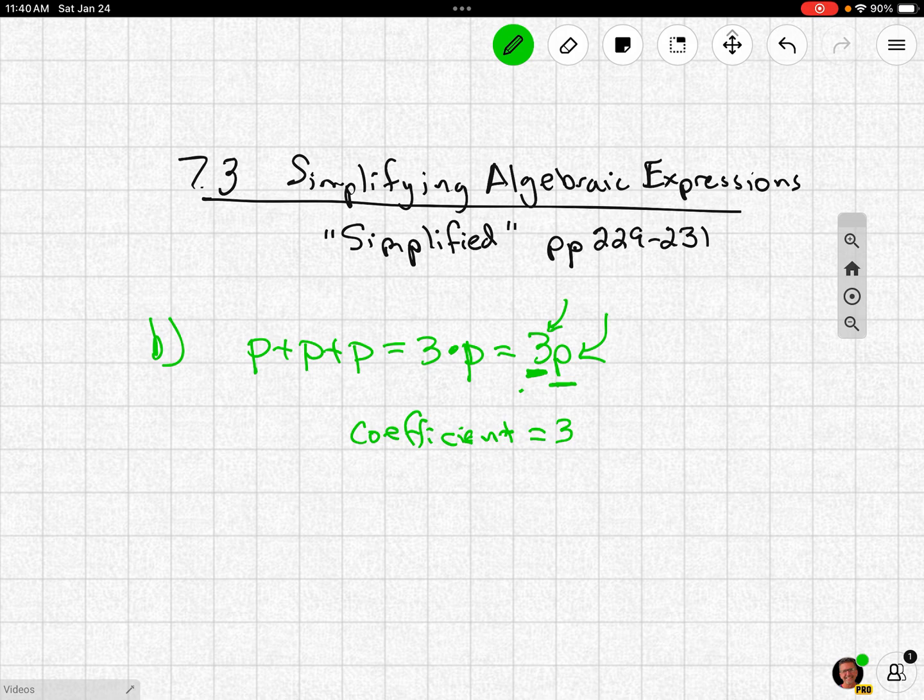No big deal. Okay, problem C says the figure shows 6 rods and their lengths. Find the total length of the 6 rods in terms of z. Then state the coefficient of the variable in the expression. So basically they want us to write an algebraic expression that's not simplified and then simplify it.